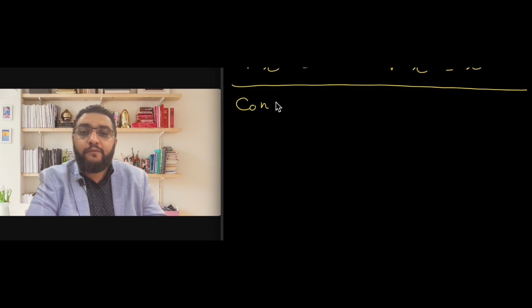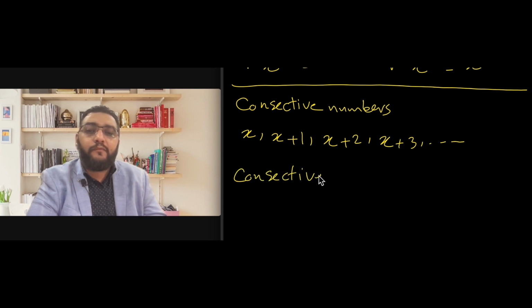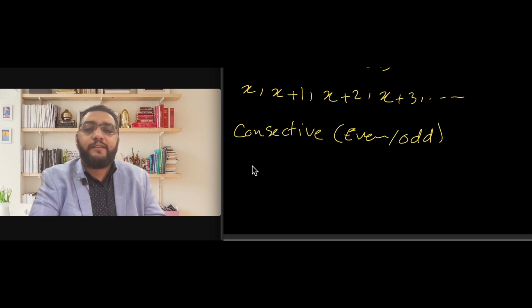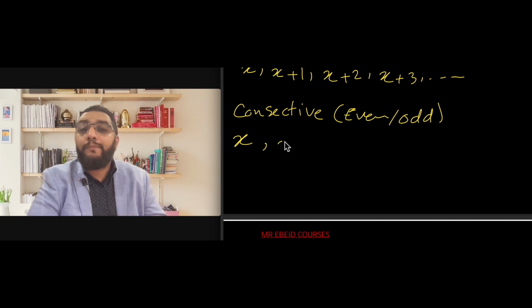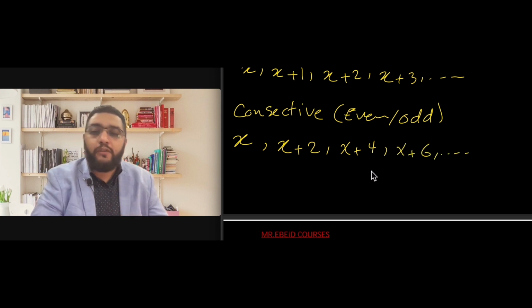Let's move to the consecutive numbers. If we have 3 consecutive numbers, let the first number be x, the second one will be x plus 1, the third will be x plus 2, then x plus 3, and so on. But if we have consecutive even or odd numbers, if the first number is x, the second one will be x plus 2, the third will be x plus 4, then x plus 6, and so on. This is for the even or the odd.